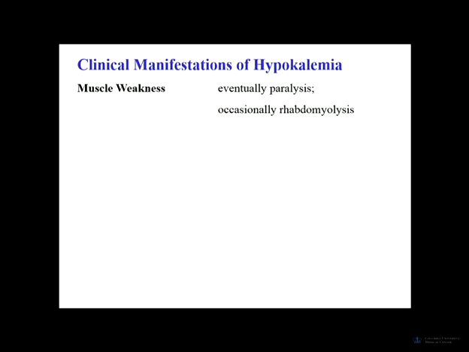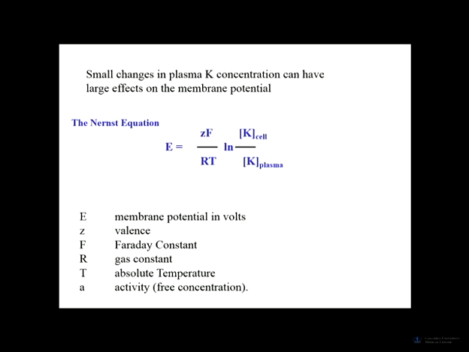And look at the manifestations. So with hypokalemia, you have muscle weakness. So why does one have muscle weakness? Well, when you have low potassium, the membrane potential is very high. Because the intracellular to extracellular ratio just gets bigger, the membrane potential will be very negative.